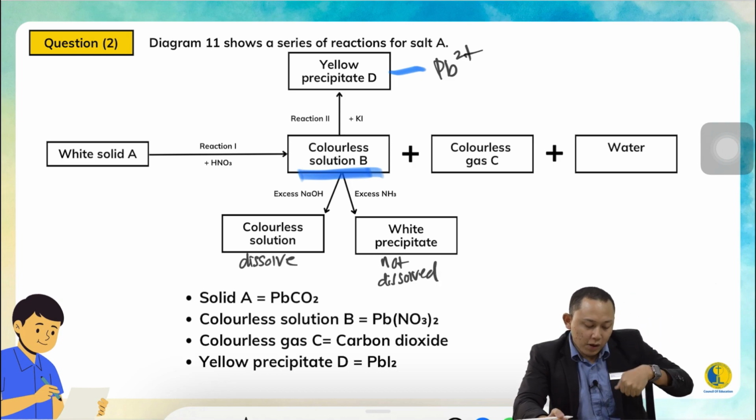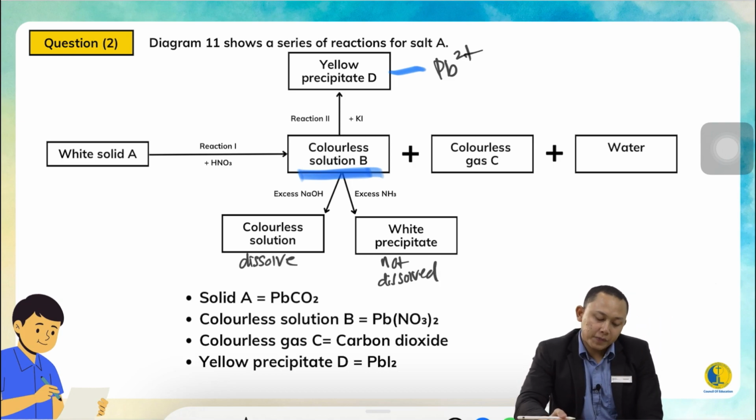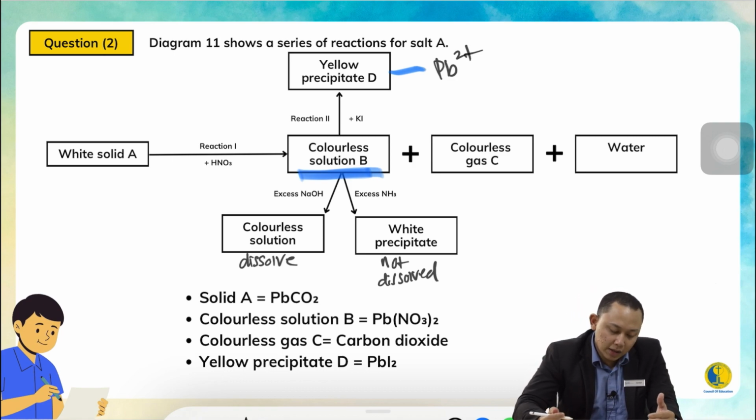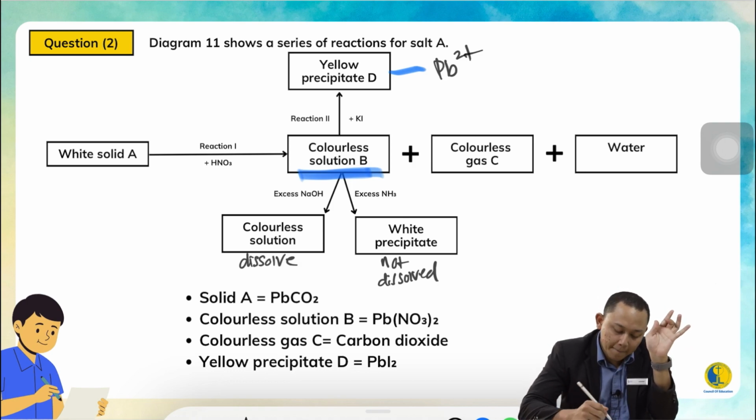Okay, alright. So now, what is solid A? When you react a solid metal carbonate with an acid, it will form three things: salt, a colorless gas, which is your carbon dioxide, and also water. So from here, we can indicate that here is your CO2 and here is your H2O.